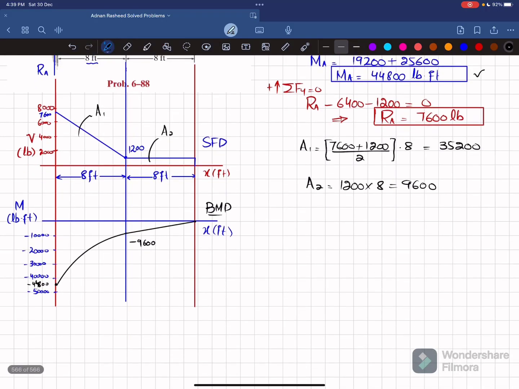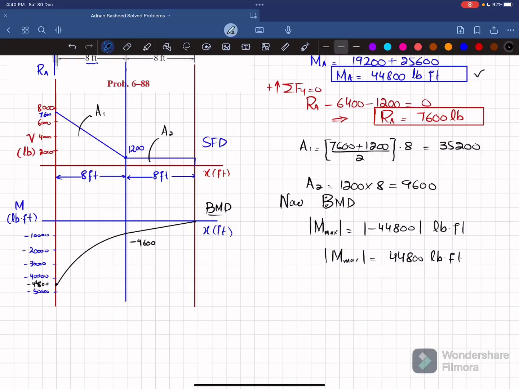Now from the BMD, bending moment diagram, we can see that the maximum absolute value of bending moment is equal to, you can see one is this one, the other one is this one, and the third one is 0. So this is the maximum value, minus 44800, and the unit will be pounds into feet. So this maximum bending moment absolute value will be equal to 44800 pounds into feet. Now if you want to convert it into kips, 44.8 kilopounds, which is equal to kips into feet.